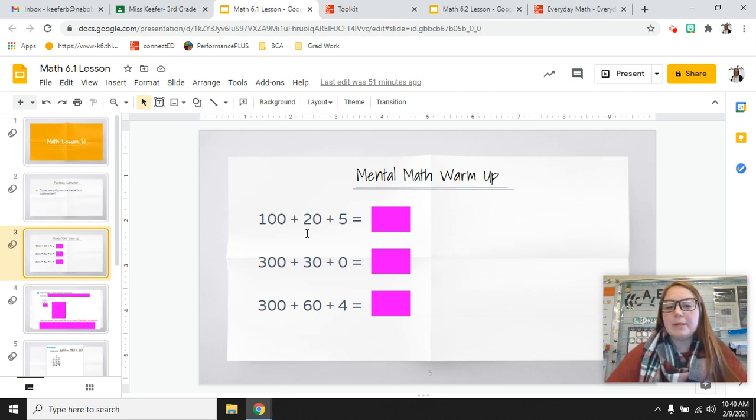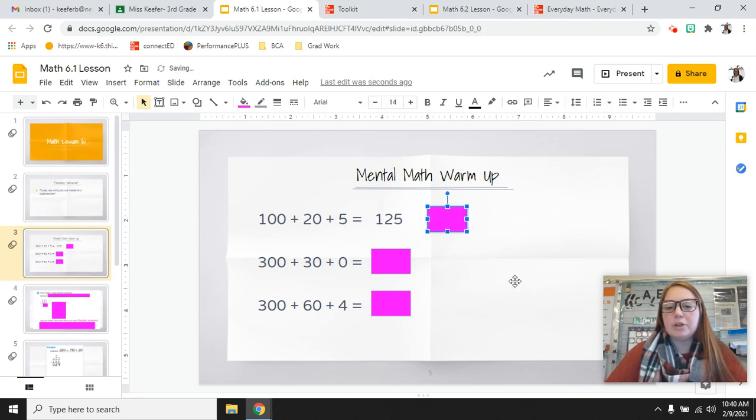All right, so let's look at mental math warm-up. So what this is, this is the expanded form of a number. So what you are doing is you are trying to write what the number would be if you added 100 plus 20 plus 5. The reason we're doing this is to help you think about place value when you go into subtraction problems. So let's look here. 100 plus 20 plus 5. Write it on your whiteboard. What number would that equal?